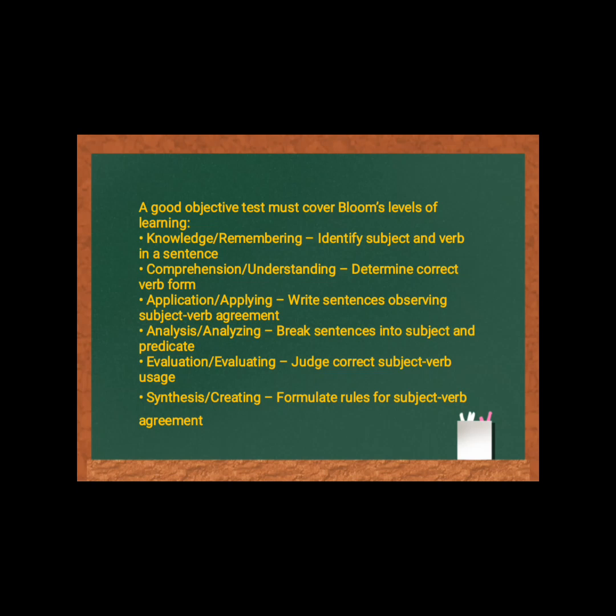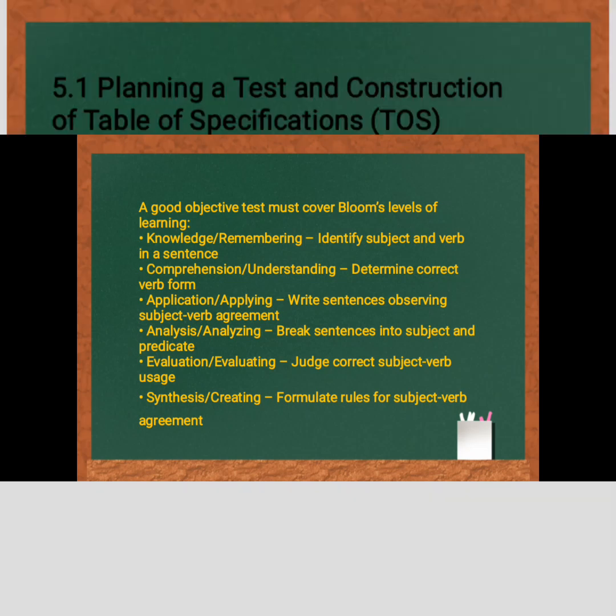Next, class, is evaluation or evaluating. The students judge correct subject-verb usage. Meaning they know how to judge or evaluate whether a sentence is correct based on subject-verb rules. Here we can give the students a modified true or false, giving a sentence that they identify or determine as true or false. If false, we have them change it into correct. That is an example of evaluation and evaluating.